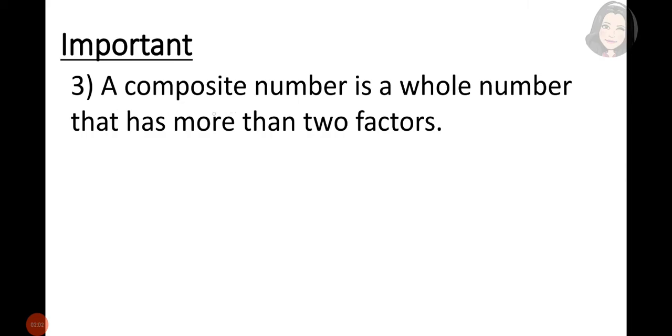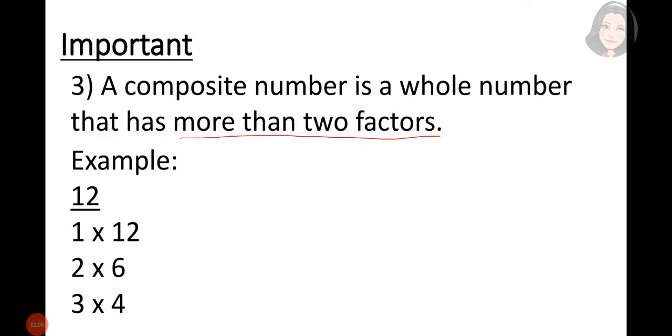Now, a composite number. What's a composite number? It is a whole number that has more than two factors. How? For example, if I have the number 12 and I ask you to list all the factors of number 12. 1 times 12 is 12, 2 times 6 is a 12, and 3 times 4 is a 12. After 3 times 4, I'll have 4 times 3. But 4 times 3 is the same as 3 times 4, as if the factors are being repeated. I cross this one out and I stop here because this is a sign that I need to stop.